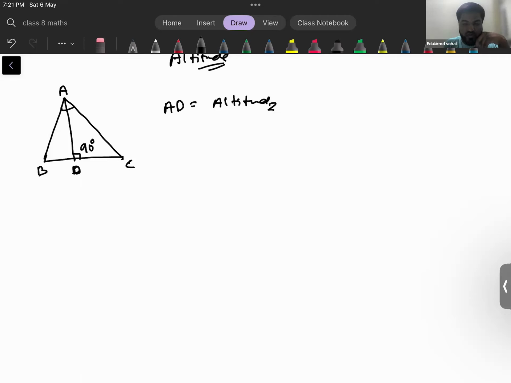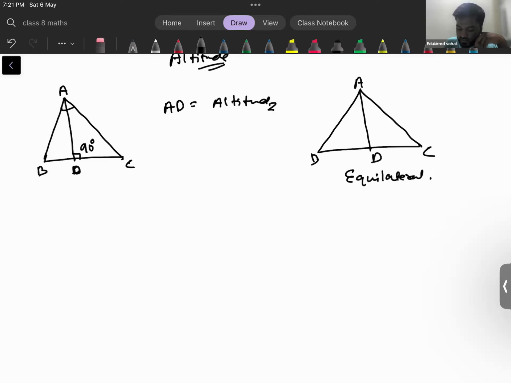When will an altitude divide the opposite side into two equal halves? When the triangle is an equilateral triangle, right? This is an equilateral triangle, and in this case, if we draw the altitude like this, the side is going to be divided into two equal halves. Here, the side BD will be equal to DC. Right, are you getting it?